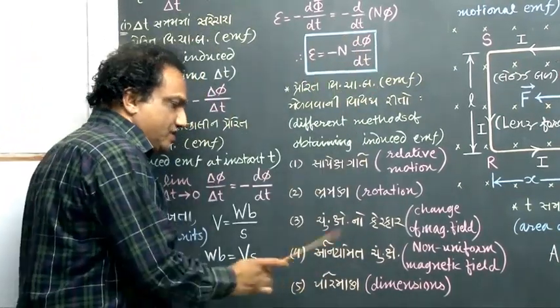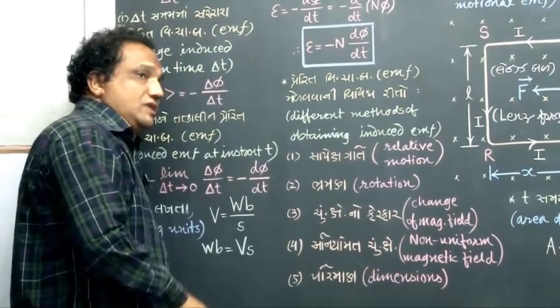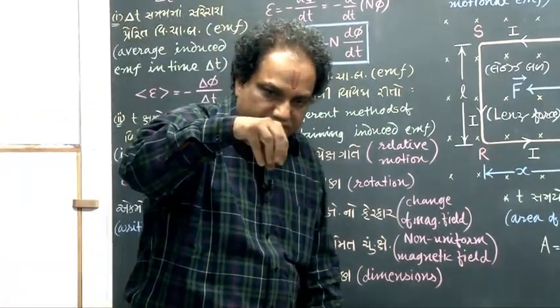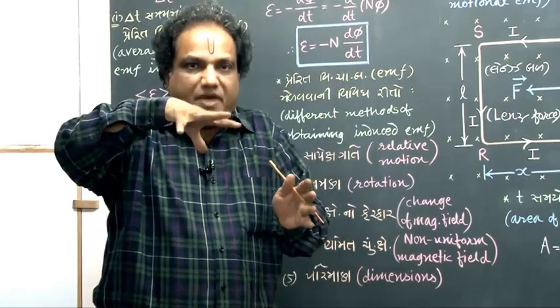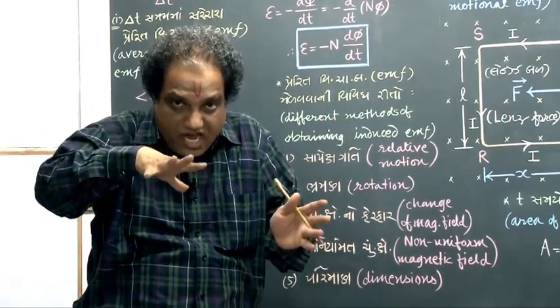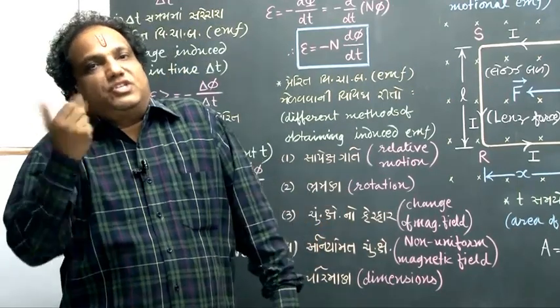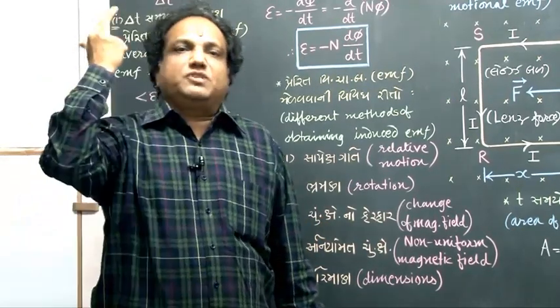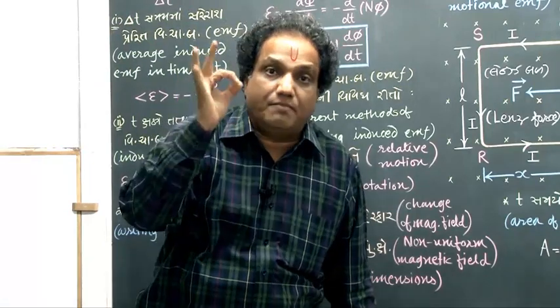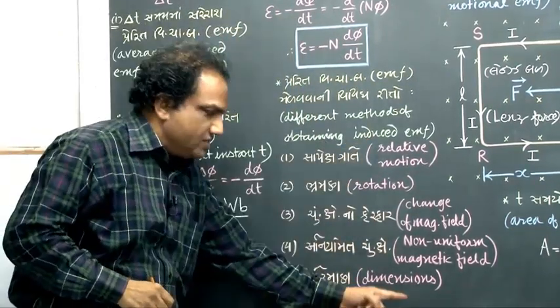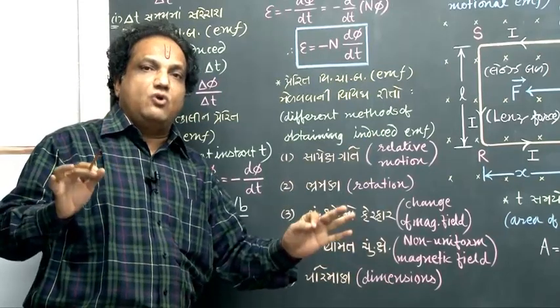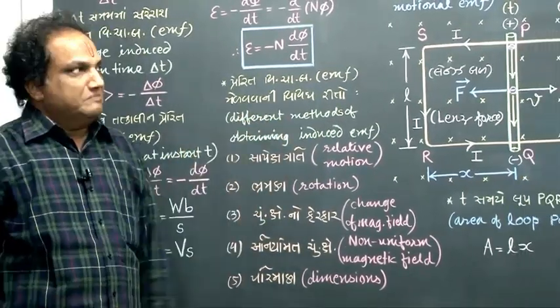And the last method is this: if the coil placed in a magnetic field is flexible, such that its dimensions, its size can be changed, then thereby you can change the magnetic flux, and because of the change in magnetic flux, naturally you will get some induced EMF. So these are the various 5 methods whereby you can have induced EMF.